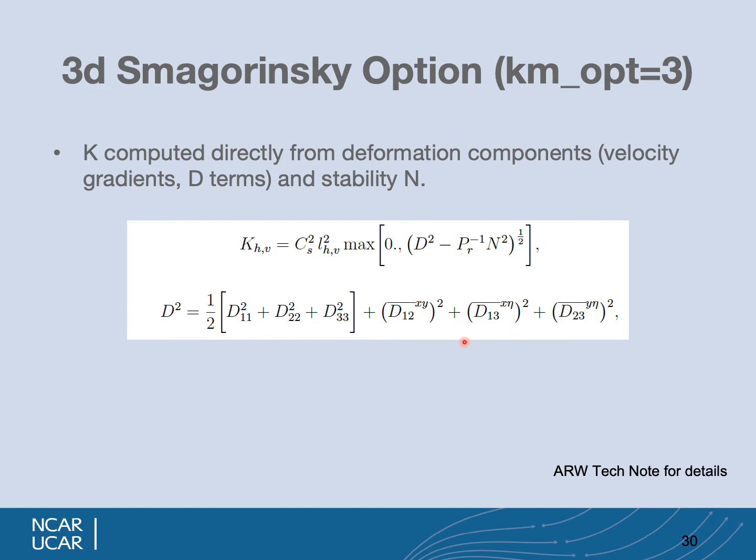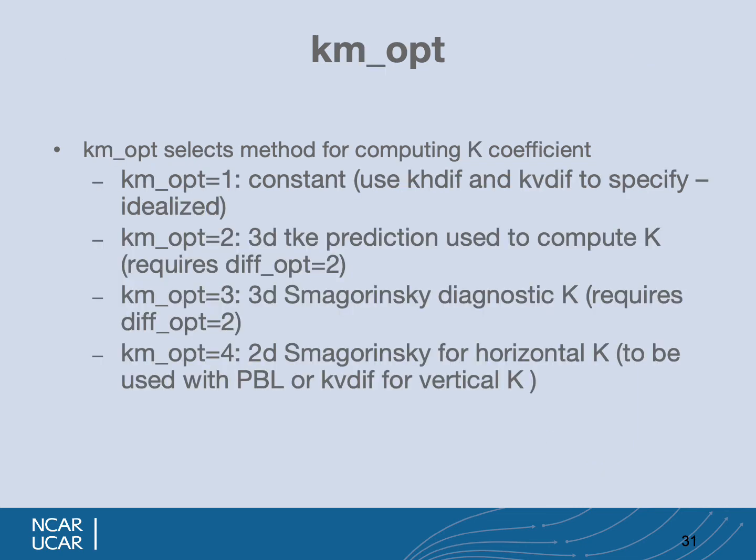And this outlines again what that D parameter looks like when it's computed from the individual components in the tensor. Again, the ARW Tech Note for details. So I mentioned KM-opt already, but there are a few other options here. For idealized cases, you can use KM-opt equals 1, where you have complete control over the horizontal and vertical coefficients. Those will be just constants.